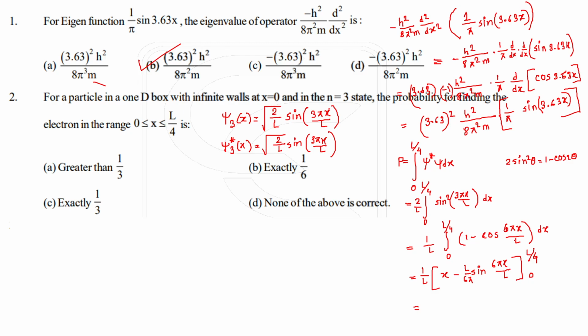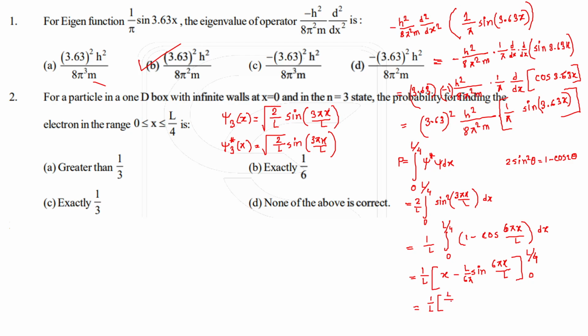So 1 minus cos 6 pi x by L. We have taken this 2 inside, so it has become 2 sine square 3 pi x by L, and that can be equated to 1 minus cos 6 pi x by L. Now it is 1 by L, and integration of 1 dx is going to be x, and integration of cos 6 pi x by L is going to be L by 6 pi sine 6 pi x by L. Now the limits are from 0 to L by 4, because as per the question we need to find the probability of finding the electron in this region, 0 to L by 4. So let us do that. Now we will put the values.